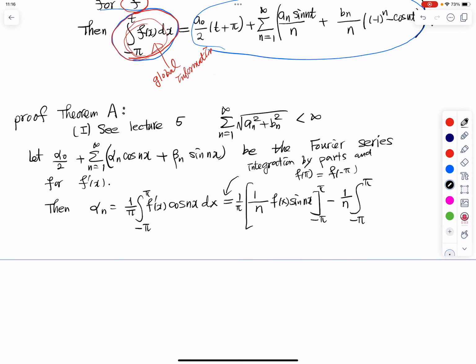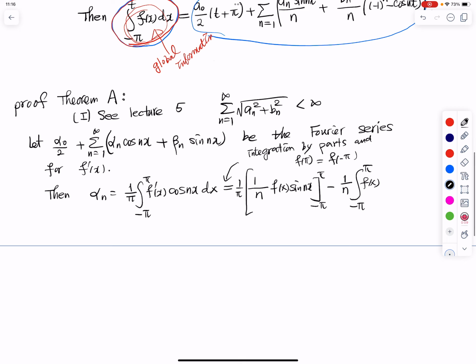So this one, f(x), I'm sorry, this should be cosine nx, cosine nx, and then this would be sine nx dx. Okay, so that's what we had before. And using this property, this becomes 0.